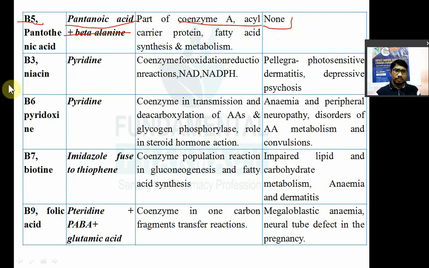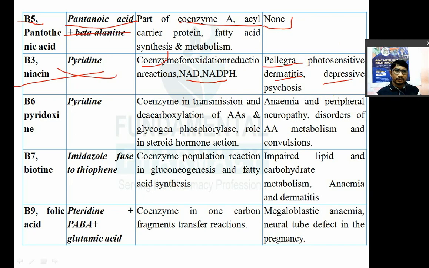Now vitamin B3 is known as niacin, nicotinamide or nicotinic acid. Its IUPAC name is pyridine 3 carboxylic acid, and the ring in the structure is pyridine. Its function: it is a coenzyme for oxidation reduction reactions, with cofactors like nicotinamide adenine dinucleotide, NADH and NADPH. If deficiency occurs, it causes pellagra, photosensitive dermatitis, and also causes depressive psychosis.